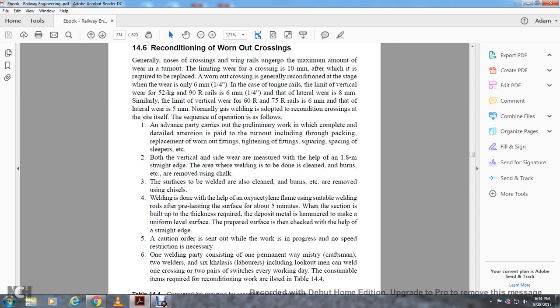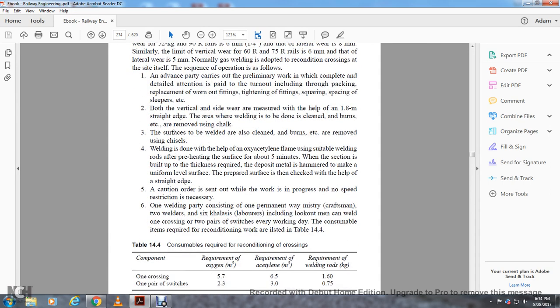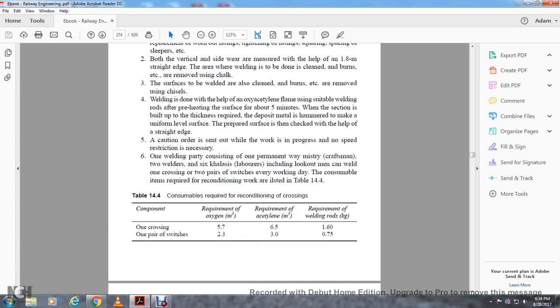Welding is done with the help of an oxyacetylene flame, using a suitable welding rod, with preheating of the surface for about 4 or 5 minutes. The section is built up to the required thickness with deposit metal and hammered to make a uniform level surface. The prepared surface is checked with the help of the straight edge. Caution orders are kept in force during the work in progress, but no speed restriction is necessary. One welding party consists of one permanent way mistry with craftsmen, 2 welders, 6 laborers including a lookout, and can recondition 1 crossing and 2 pairs of switches every working day. The consumable items required for reconditioning work are listed in table 14.4.